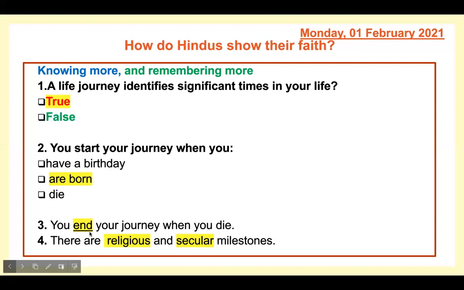So just to recap, religious are ones that are from a religion, such as Christianity, Hinduism, Judaism, those kind of things. And secular are those things that we all might do, such as you think about your learning from before Christmas, when you all start school, would be a secular milestone. It's an event that happens, and it doesn't matter about your religion. It's something that happens to all of us, or most of us.